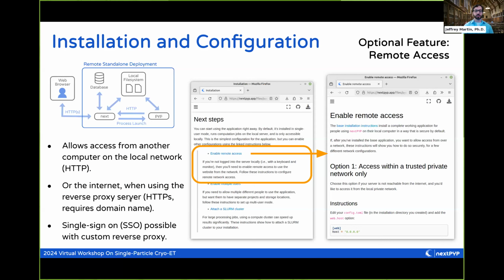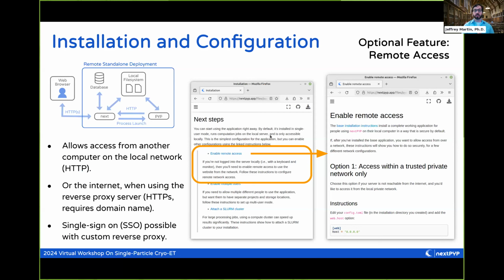That uses a technology called a reverse proxy server. That's a separate service that you set up on your web server to encrypt your web traffic. This option requires that you have a domain name because that's how web encryption works. Special kinds of logins are possible by changing this reverse proxy option. So you can work with your organization's IT department if you want to enable single sign-on to your application by customizing your reverse proxy.